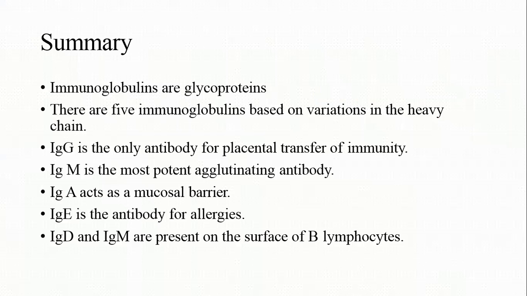So immunoglobulins are glycoproteins, and there are 5 immunoglobulins based on their variation in the heavy chains. IgG is the only antibody for the placental transfer of immunity. IgM is the most potent agglutinating antibody. IgA acts as the mucosal barrier. IgE is the antibody for allergies, and IgD and IgM are present on the surface of B lymphocytes.